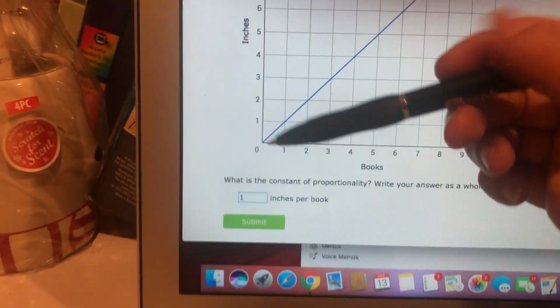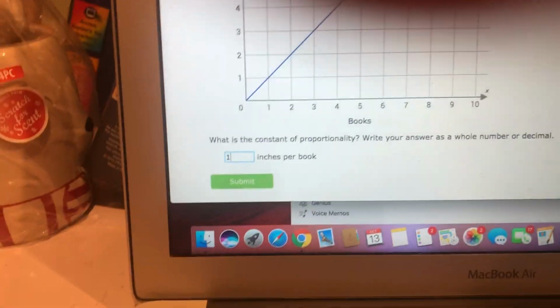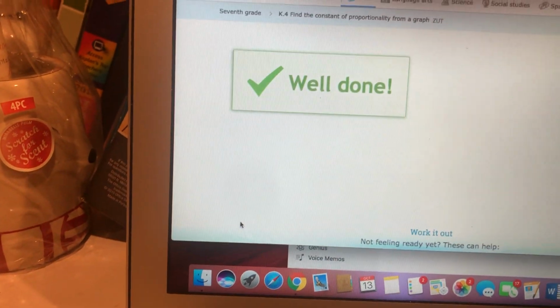And this makes sense, right? Because if I did 2 over 2, that gives me 1. 3 over 3, that gives me 1. So my constant is 1.